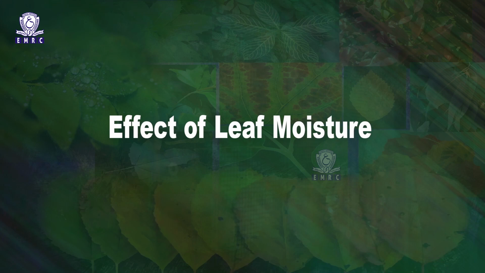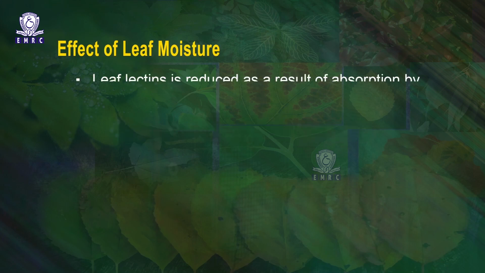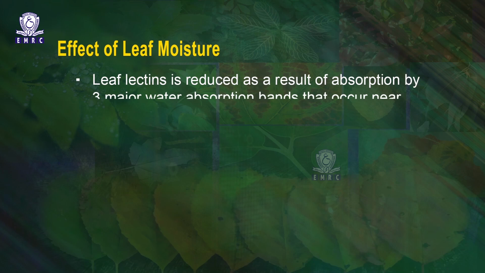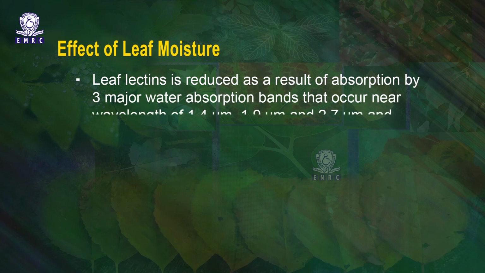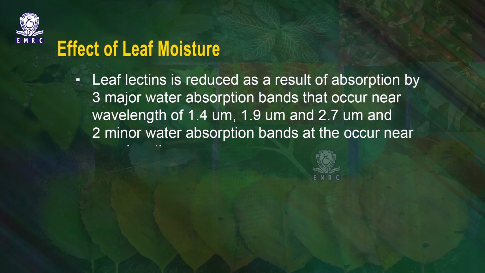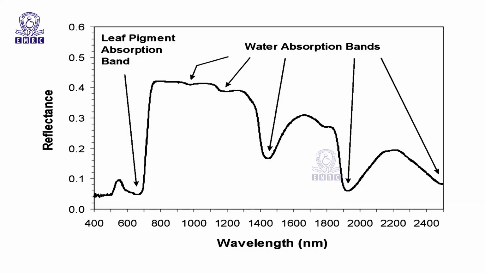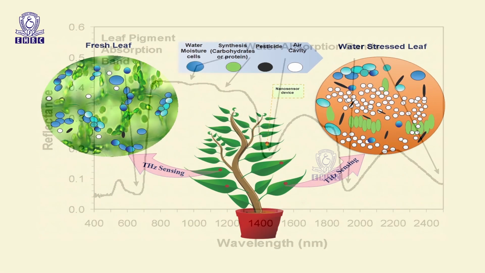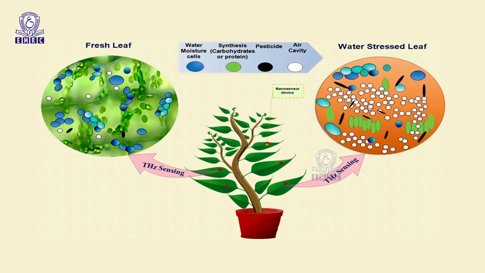Effect of leaf moisture. Leaf reflectance is reduced as a result of absorption by three major water absorption bands that occur near wavelengths of 1.4 μm, 1.9 μm and 2.7 μm, and minor water absorption bands. The reflectance of the leaf within these water absorption bands is negatively related to both the amount of water in the leaf and the thickness of the leaf.